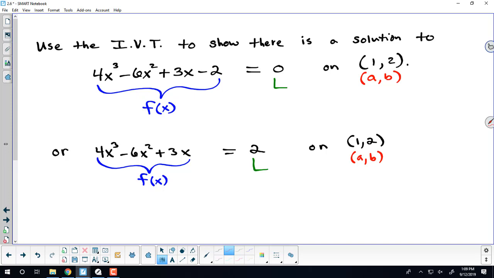So the intent isn't for that not to be confusing, just to show you that it can vary how they write the expression out and say, is there a solution to this equals to that on this interval? The main thing you want to remember is to put the variables on one side. Whether you equate it to 0 or 2 or negative 37, whatever the problem has in there, it doesn't matter.